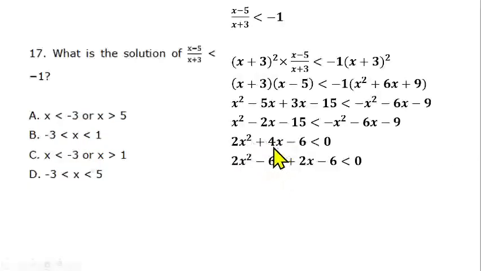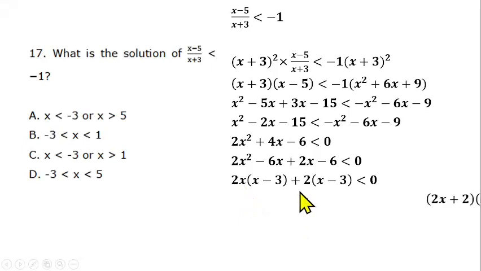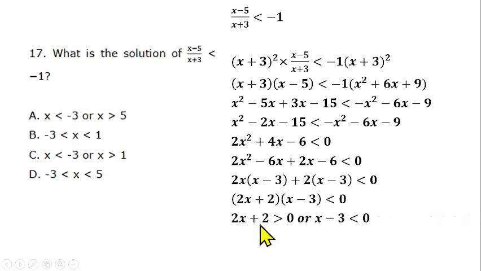So that will now replace this here. You have 2x squared minus 6x plus 2x minus 6 less than 0. Factorize this. We have 2x into x minus 3 plus 2 into x minus 3 less than 0. So we have 2x plus 2 into x minus 3 less than 0. So one of them will be greater than 0, the other one will be less than 0. So this is greater than 0, this is less than 0.